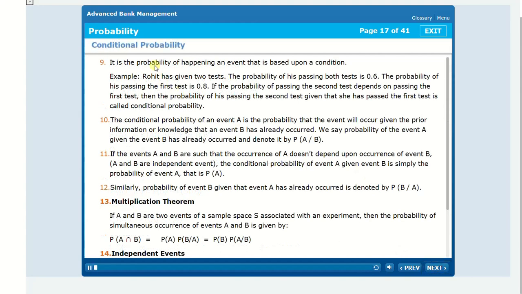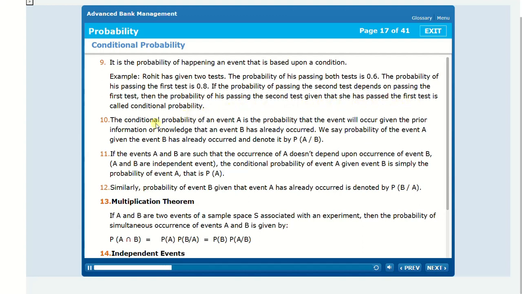Conditional probability. It is the probability of an event happening that is based upon a condition. Example: Rohit has given two tests. The probability of his passing both tests is 0.6. The probability of his passing the first test is 0.8. If the probability of passing the second test depends on passing the first test, then the probability of his passing the second test given that he has passed the first test is called conditional probability.